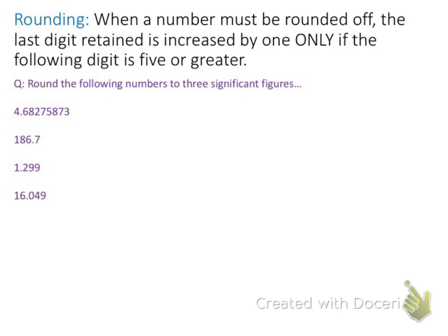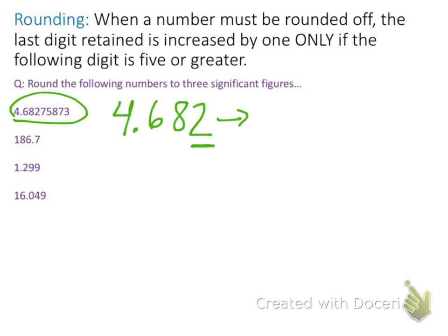I want you to round each of the following numbers to 3 significant figures. The first one has a lot more than 3. The way I approach a number like this is by simply writing down the 3 digits that I need plus 1 extra, as written on the left. Then I look at that final digit. The last digit that I retain is the 8. I'm just deciding whether to make that a 9 or to leave that an 8. In this case, because the digit following it is a 2, I'm going to leave it alone. It doesn't get rounded up. We just leave it at 4.68. That's 3 significant figures.